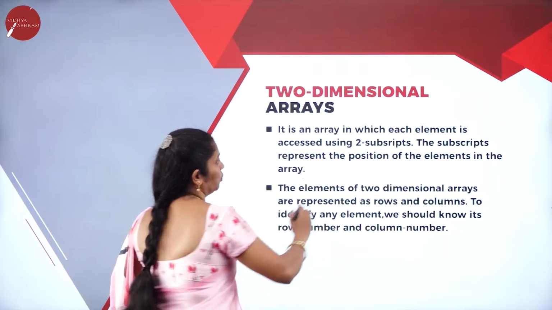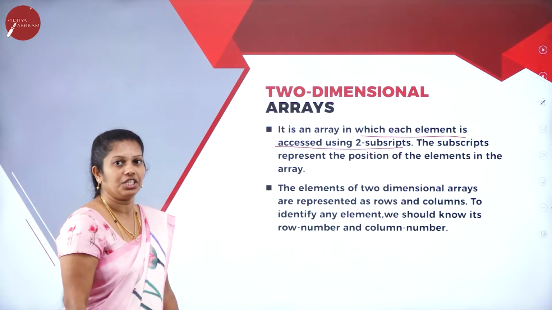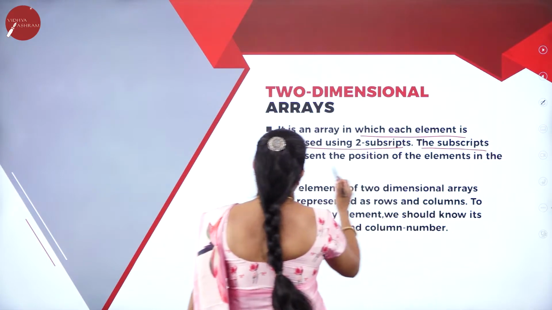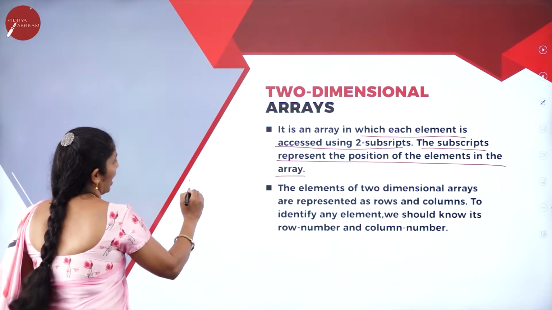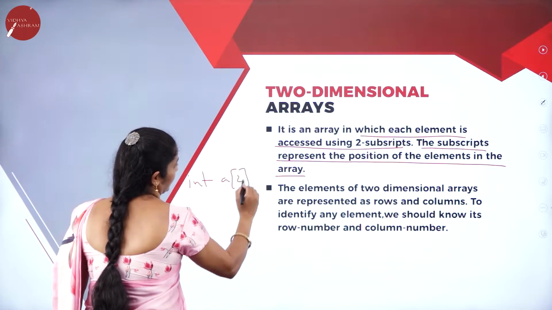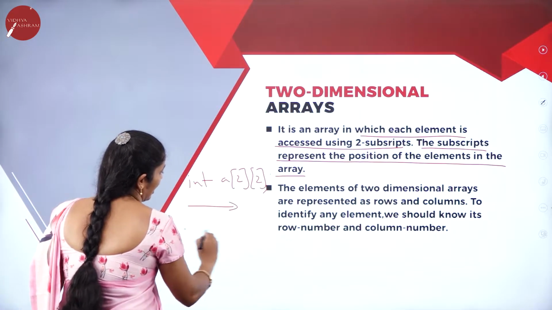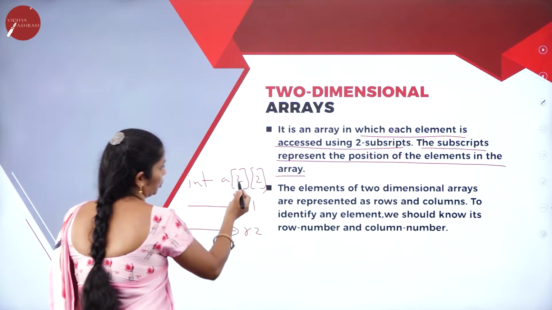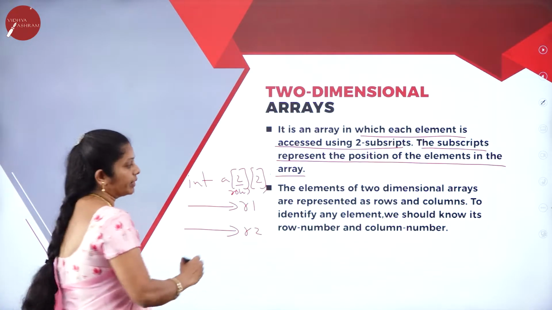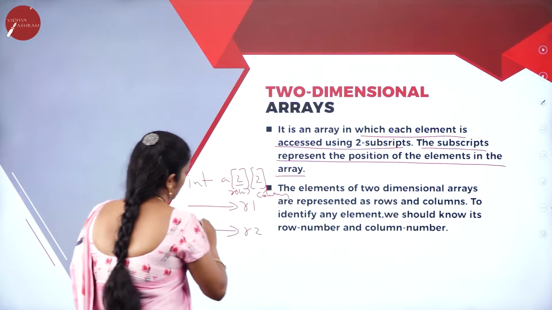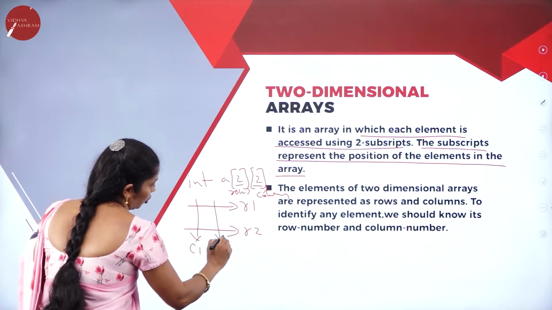It is an array in which each element is accessed using 2 subscripts. Compulsorily we need 2 subscripts here. The subscripts represent the position of the element in the array. For example, if we have int a[2][2], it is a 2-dimensional array. Then how to represent it? Here we have totally 2 rows as well as 2 columns, row 1 and row 2. The first subscript represents the total number of rows, and the second subscript represents the total number of columns. Whereas in this case, we have 2 columns, column 1 as well as column 2.